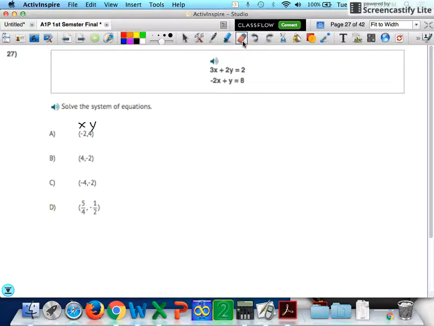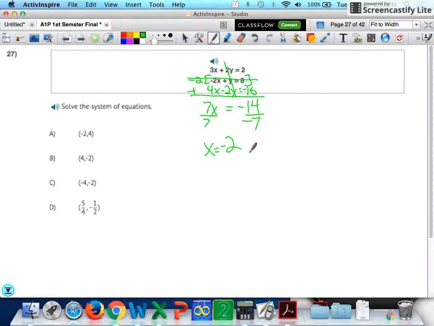Okay? But I'm going to do this the more traditional way. I look at these and I say, okay, they're already lined up, so I'm thinking elimination method. And I look at the y's. I can multiply this bottom equation by negative 2, and all of a sudden I have 4x minus 2y equals negative 16. Well, when I add my top and bottom equations together, I get 7x. These eliminate, and I get negative 14. Divide by 7, x equals negative 2.